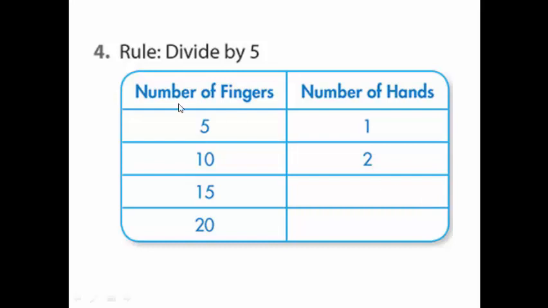We have 5 divided by 5 equals 1. We have 10 divided by 5 equals 2. Now, it's your turn. We have 15 divided by 5. Who? Yes, perfect. The person who said 3. And 20 divided by 5 equals 1, 2, 3, 4, 5. Yes, this equals 4.